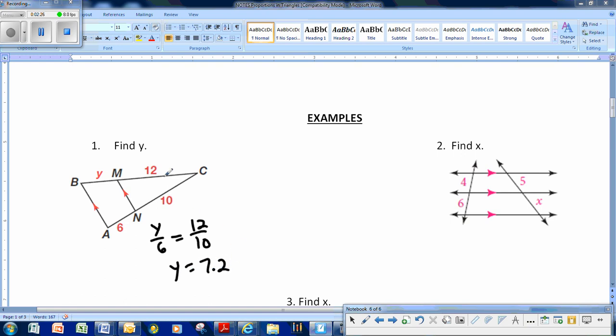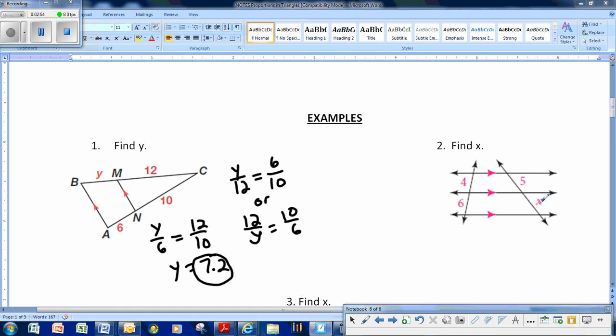So that's going to be 7.2. You could also set it up, for instance, y over 12 equals 6 over 10. Or you can do it the other way: 12 over y equals 10 over 6. There's a bunch of different ways you can set that proportion up. Either way, when you cross multiply, you're still going to get 7.2.